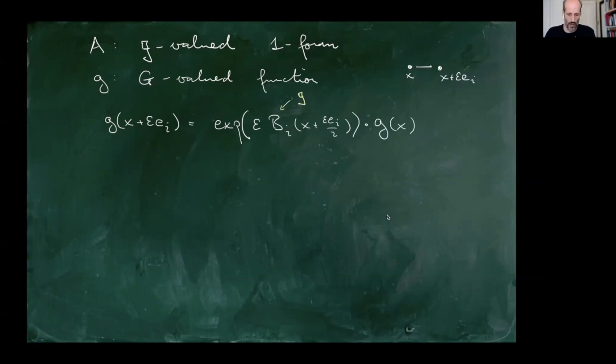Now at the continuum level, what does this mean, right? So it really means that B_i is equal to the partial derivative of the function g times g inverse, right? So if you think of g as taking values in a matrix group, then this is really what it means.